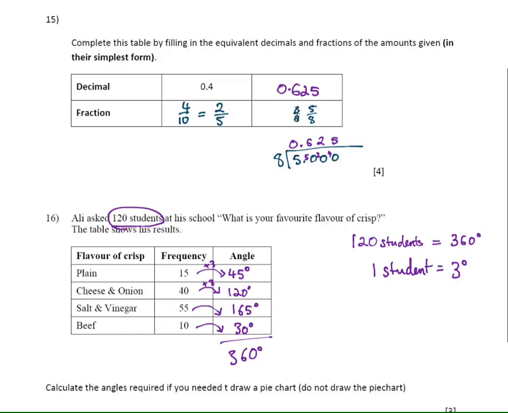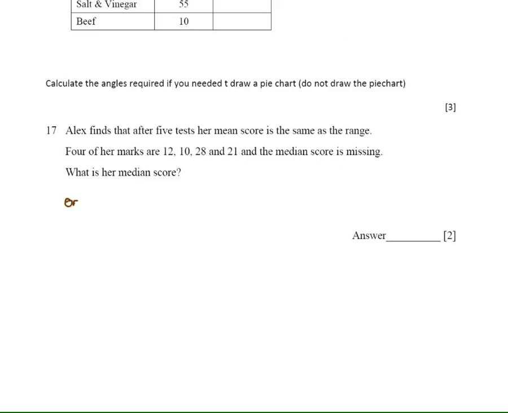Okay, we've got 2 more questions left, I believe. So this question was fairly tough. I'm going to show you the method I would use to solve this question. So the key information here is that her mean is the same as her range and that the median score is the one that is missing. So we can write them in order. It's useful to write these pieces of data in order, and we'll include the missing piece of data as well in this. 10, 12, missing piece of data, 21, 28.